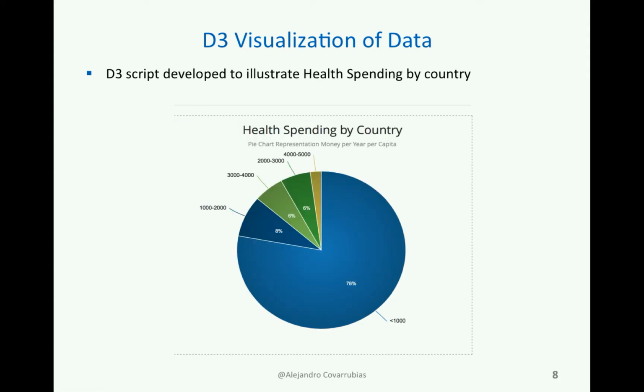We can also see here that 78% of the countries around the world spend less than $1,000 in healthcare. And we can see here that only 6% spend around 2,000 to 3,000, and even less than 6% spend between 4,000 and 5,000 in healthcare. That's really a concern, but I guess it depends on the economic standing of each country, right?